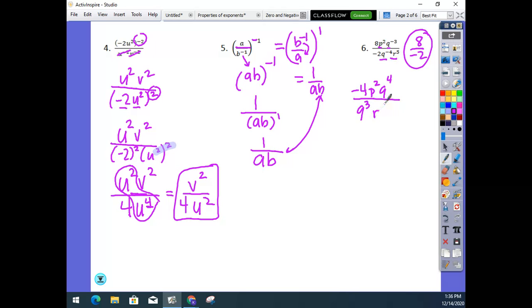I'm going to leave the r to the 5th on the bottom because it's already positive. Then the only thing I need to combine are my q's. I leave the -4 because that's just a regular number. I leave the p squared. There's more q's in the top, one more q in the top. And I leave r to the 5th in the bottom.